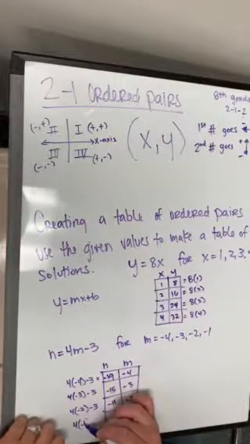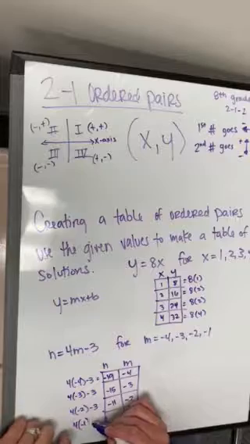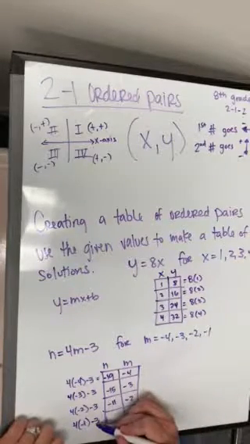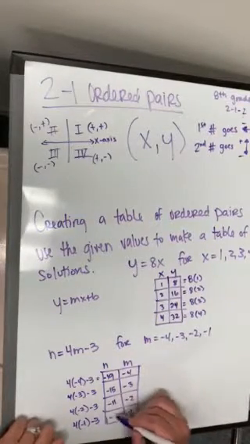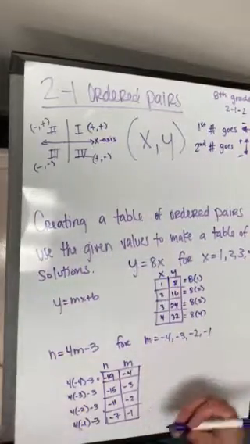And then 4 times the -1 is -4, minus 3, -5, -6, and -7, so -7. And that right there is your table.